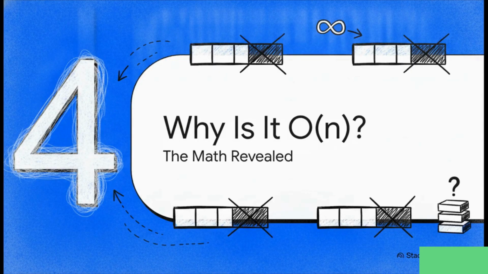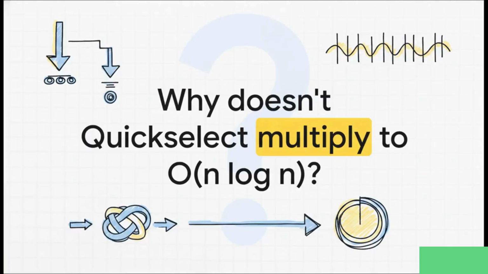Section 4, why is it O(n)? Since we're eliminating half the array at each step, this brings us right to the mathematical climax of our explainer, and back to that Stack Overflow myth we started with. Our intuition is screaming at us. Binary search halves the array at each step and takes O(log n) time.